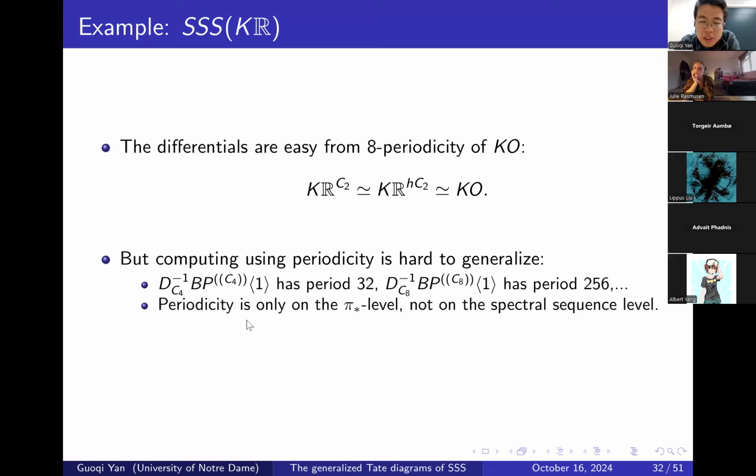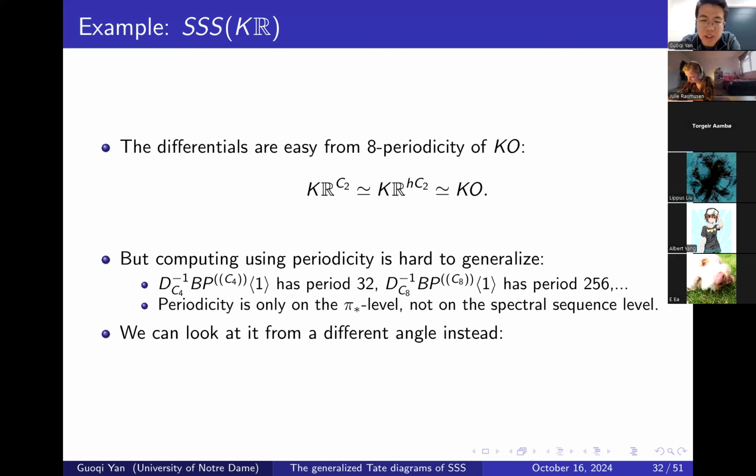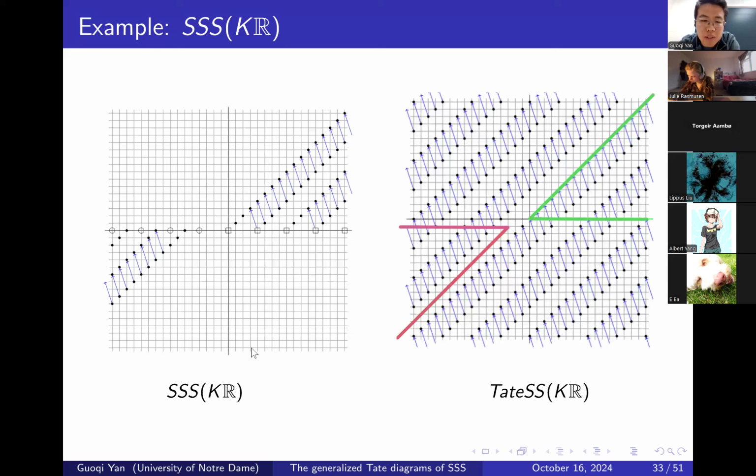Also, periodicity is only at the homotopy group level. It doesn't tell us the duality of differentials. It just tells us that the groups are isomorphic in the end. So we want to find better ways to understand this duality pattern. Now we can look at this from a different perspective.